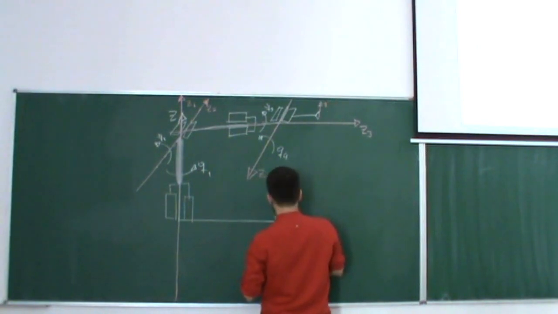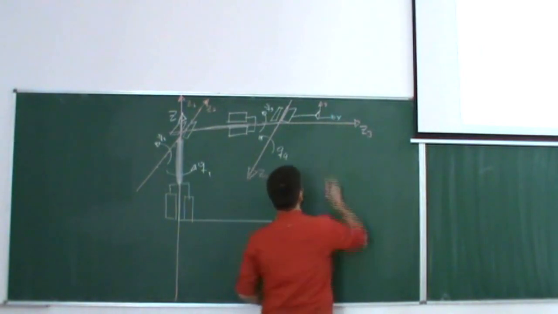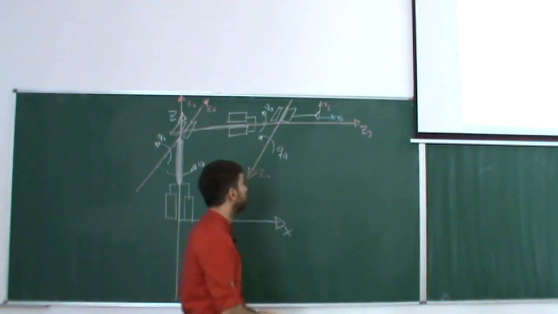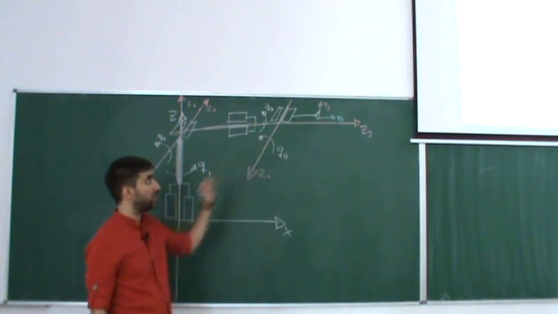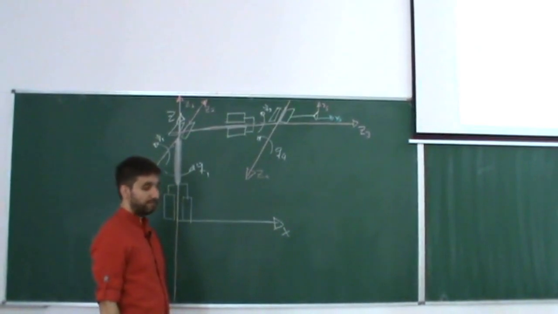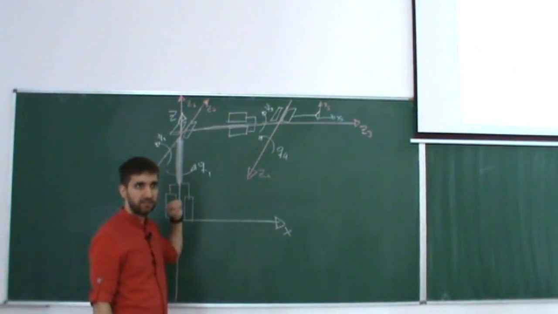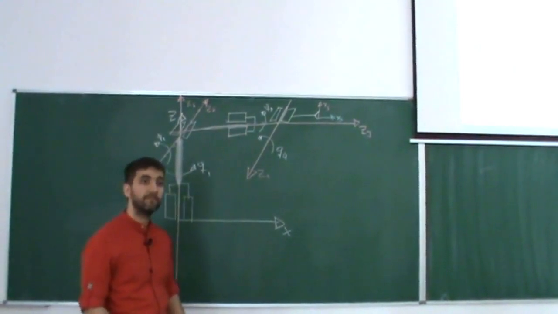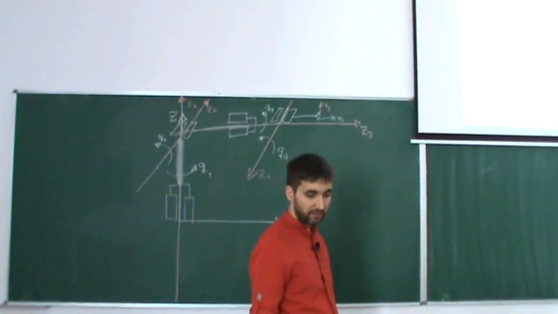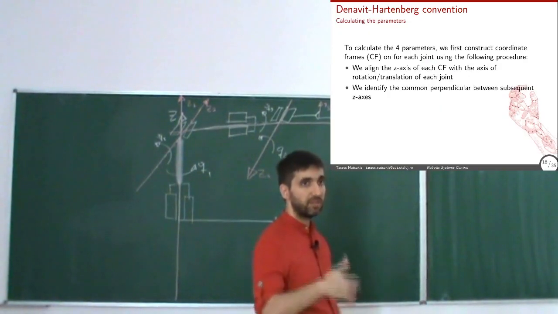Z, X, let's say. And this is Z5, X5. Okay? Same robot. Lengths I don't add, but we'll see how they affect. Next step. So I identify Z's with the axis. Identify the x-axis. How do we identify it? The common perpendicular between subsequent axes.